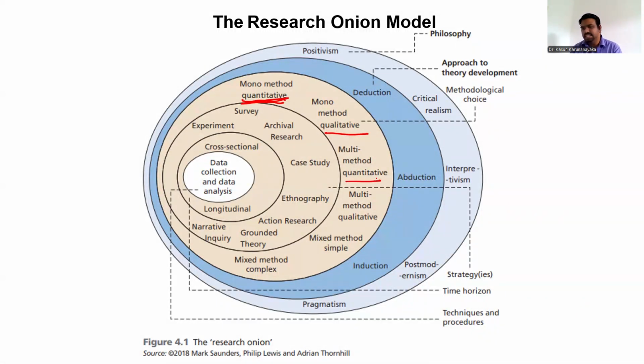And multi-method, for example, you can collect quantitative data, but after some phases, you again collect quantitative data. Then it is a multi-method quantitative. And for multi-method qualitative, you can do the same. Mixed method means you will collect both quantitative and qualitative. Then there are different designs called multi-method simple and multi-method complex. So now let's discuss this layer. What are these research strategies?